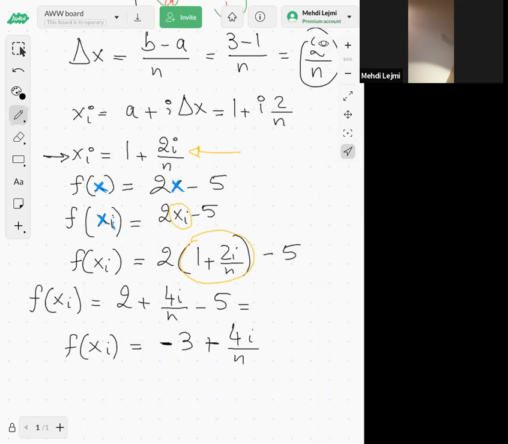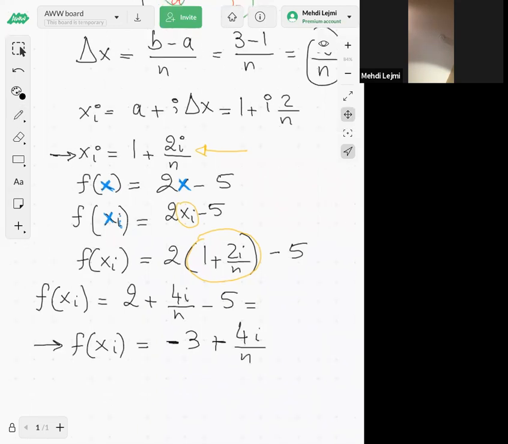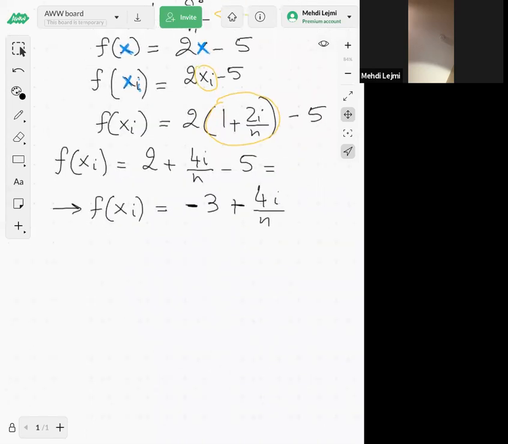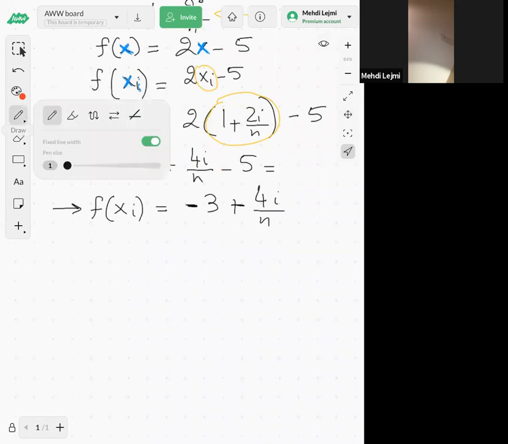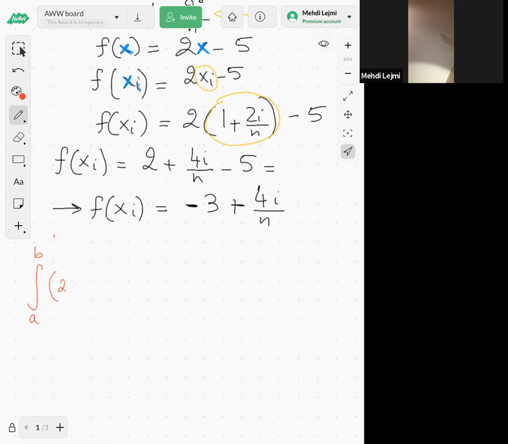So I got my f of xi, and now I can try to compute my integral. Let's come back to the definition of the integral. We have this integral from a to b of 2x minus 5, my function f of x, dx. By definition it is the limit as n goes to infinity of the sum, i going from 1 to n, of f of xi times delta x. So I'm going to just replace. So this is a limit.